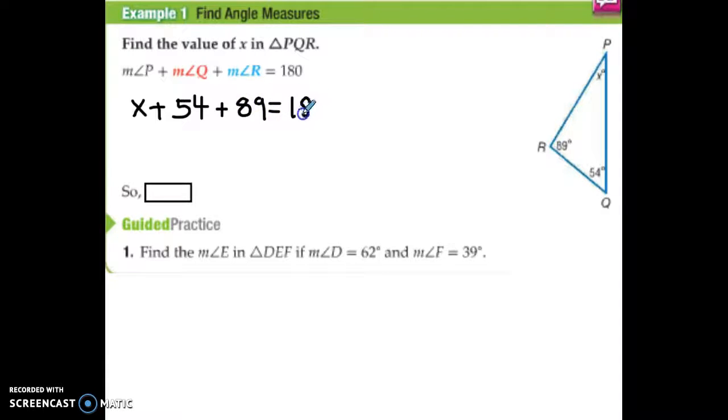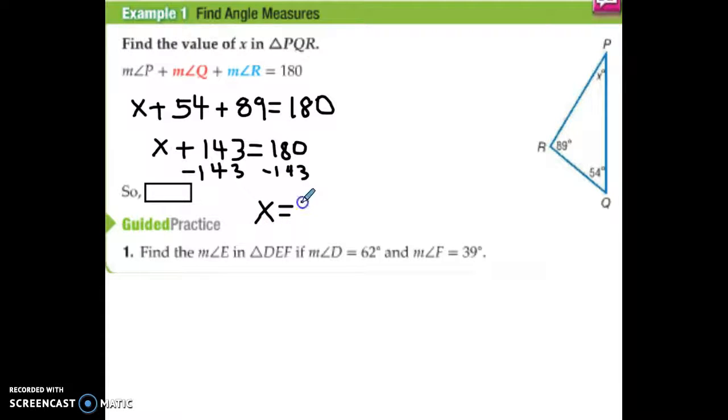And now this is just an equation. I need to solve for x. Okay? I can combine these two terms together. So if I do that, 54 plus 89 gives me 143, according to my mental math. That equals 180. How do I solve this equation? Yeah, I gotta get rid of this 143 to get x by itself. So I subtract 143. And again, my mental math tells me x should equal 37. Let's check if I'm right.